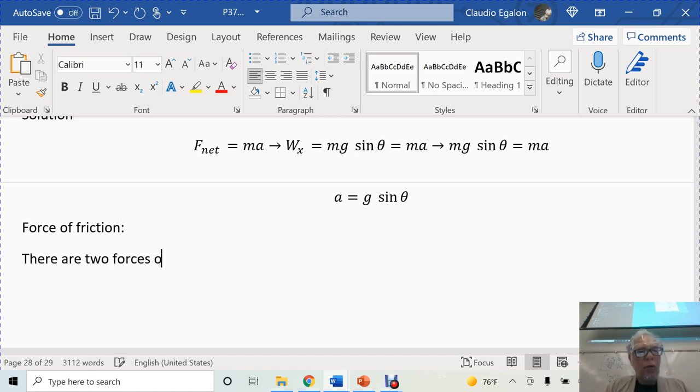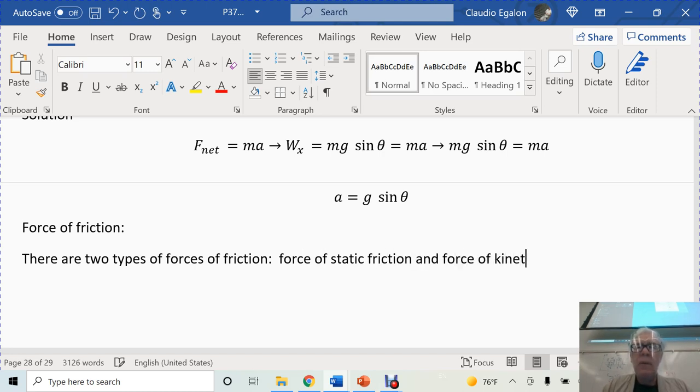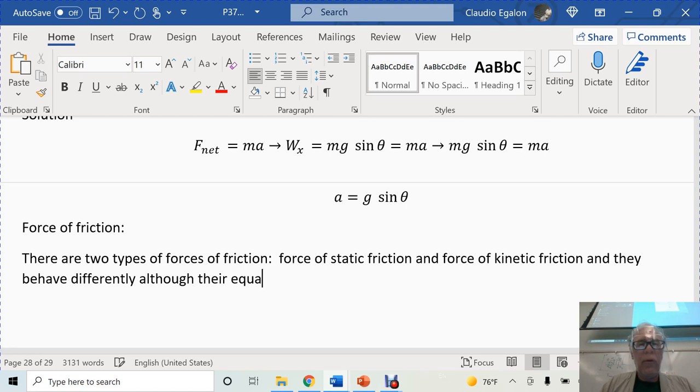There are two types of force of friction: force of static friction and force of kinetic friction. Remember that. And they behave differently, although their equations are somewhat similar. Okay, let's start with the force of static friction.